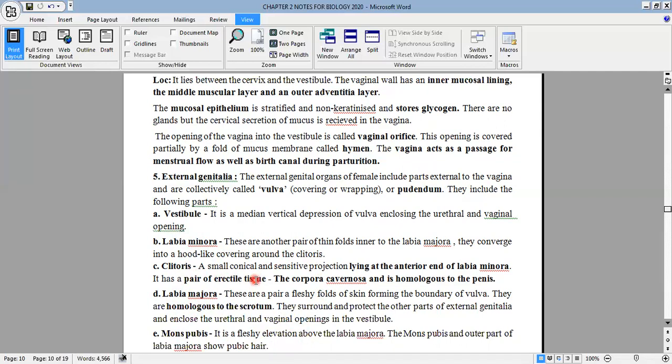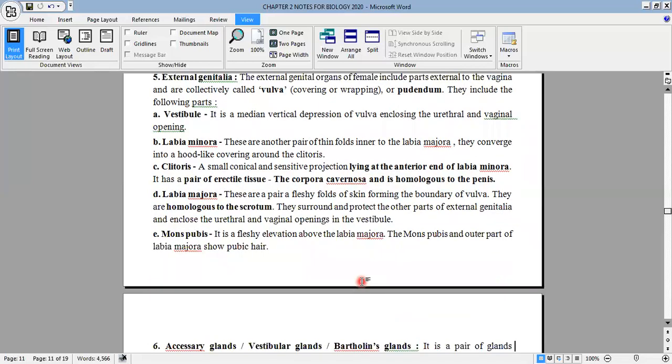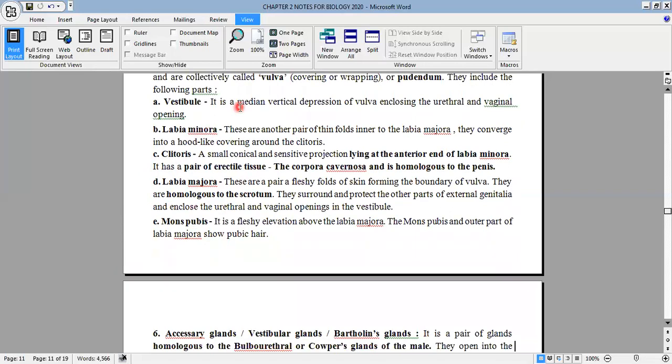Then there is the clitoris. This clitoris is said to be homologous to the penis because it is an erectile organ in females. This organ is present at the anterior end of labia minora and shows a pair of erectile tissue called corpora cavernosa. So, vestibule, labia minora, clitoris, majora, and mons pubis are all the external genitalia in females.